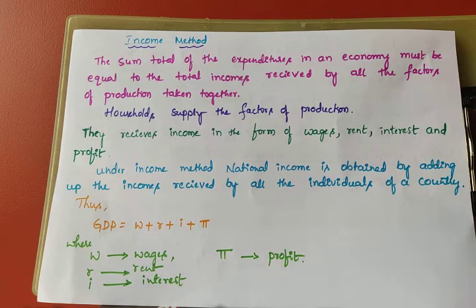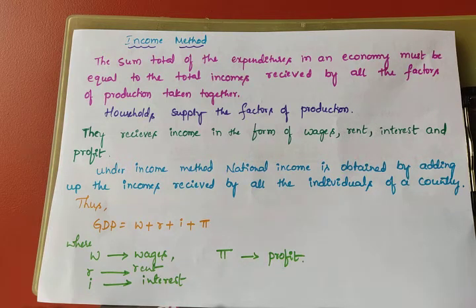Once again I repeat, under this method the expenditure should be equal to the total income received by all the factors of production. That means income should be equal to expenditure. How much all the firms spend in a year in the country should be equal to the total income received by all the factors of production in the country during that year.